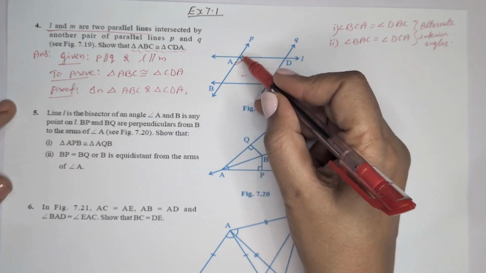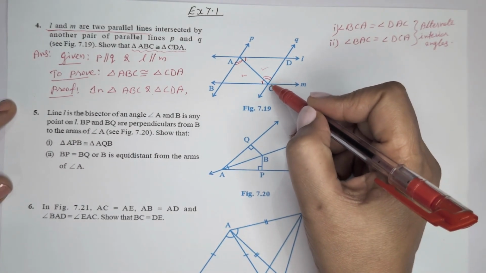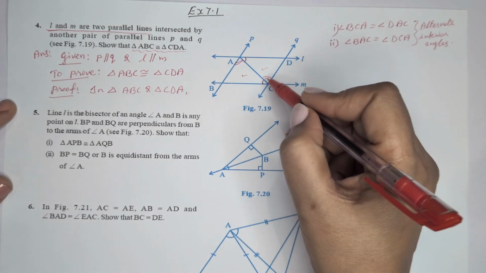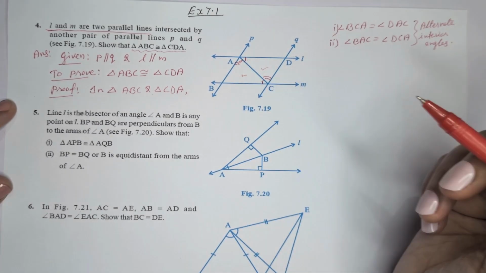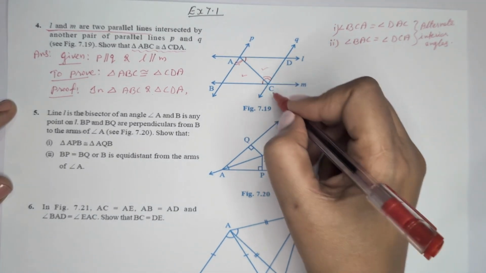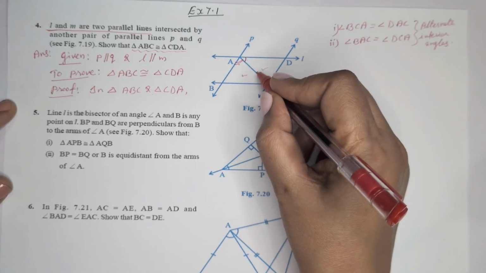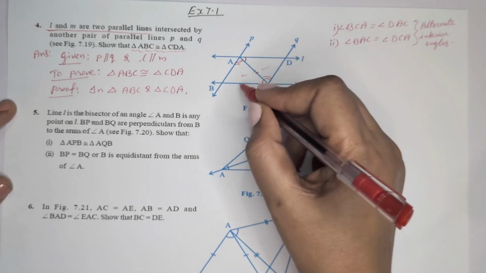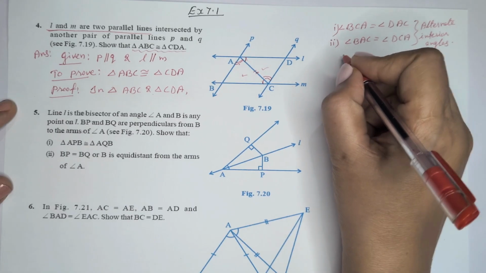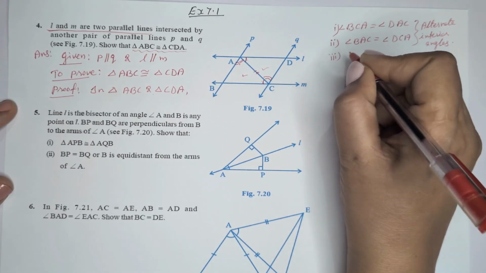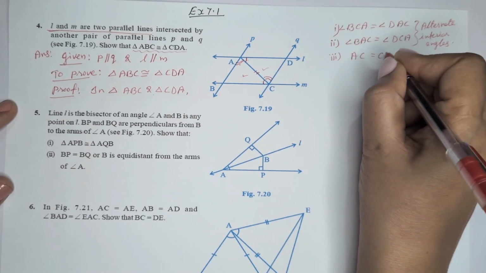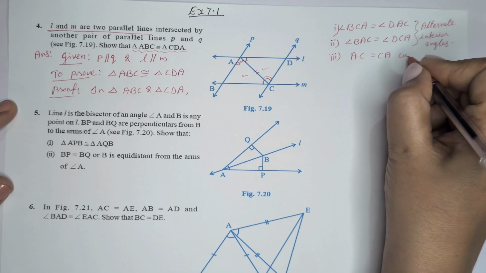These two angles, BAC equal to DCA, are also alternate interior angles. Then we can write AC is equal to CA. This side is common to both the triangles. So we can write the third condition, AC is equal to CA, that is the common side.